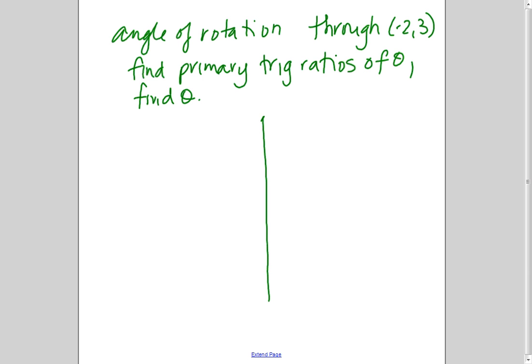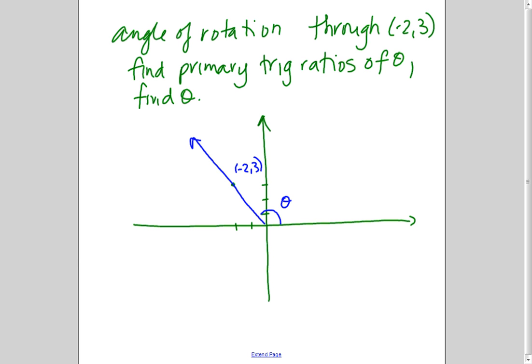So if we have an angle of rotation that is through the point minus 2, 3. Well, first of all, I'm going to kind of eyeball where minus 2, 3 is. It's in quadrant 2, and it's about right there. So I would have an angle of rotation that would come around through here. And that terminal arm would pass through the point minus 2, 3. So there is my angle of rotation. I know my x value and my y value.